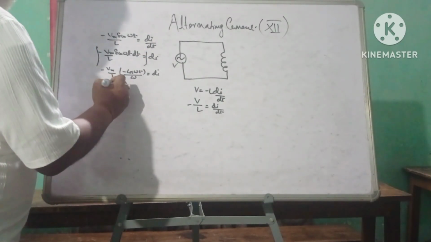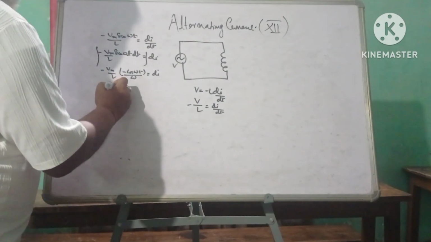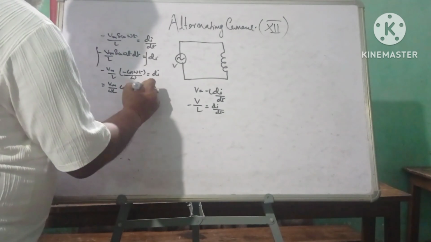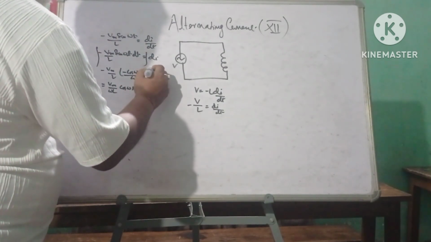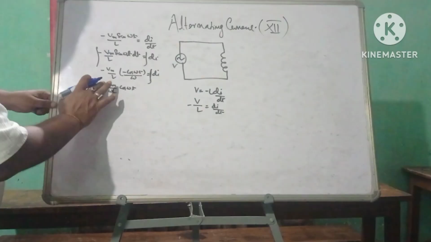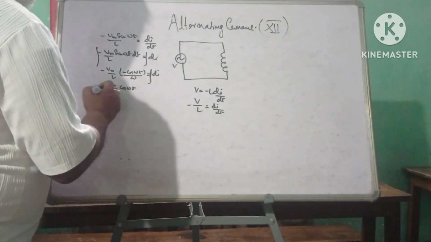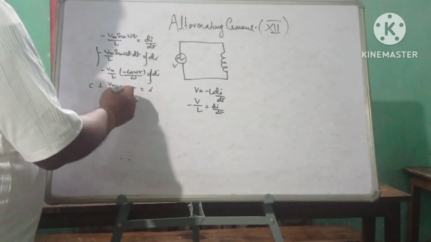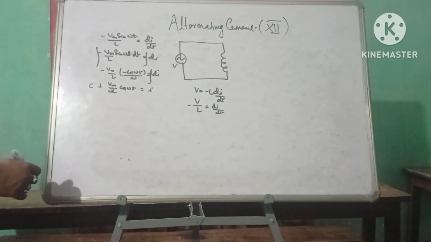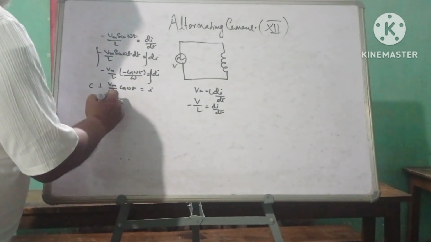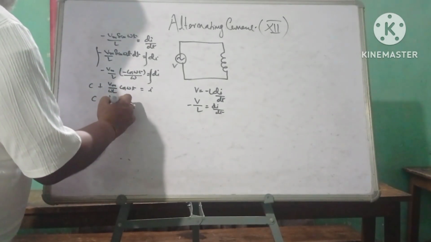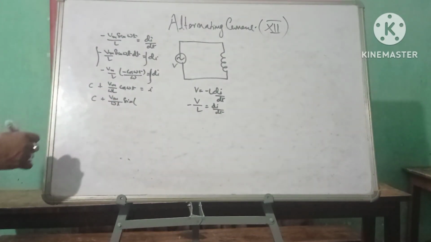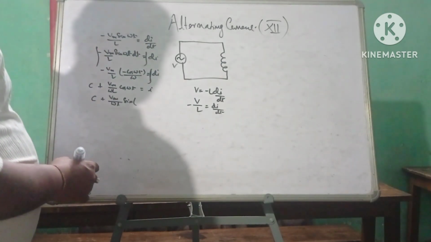So this will be equal to Vm by L omega cos omega t. We integrated, so c plus is equal to I. So here cos omega t, that will be c plus Vm by omega L cos, that is sine, V minus L di by dt.